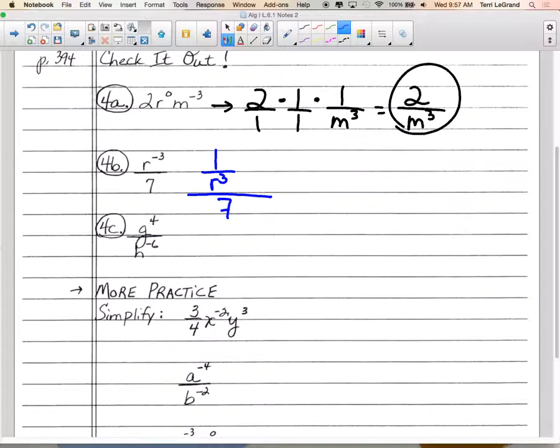So would that get us anywhere? What if we did take 7 over 7, would that help us? No, these 7s would cancel and we'd still be in kind of the same shape, wouldn't we? Yeah. Okay, well then what are we going to do? What in the world?